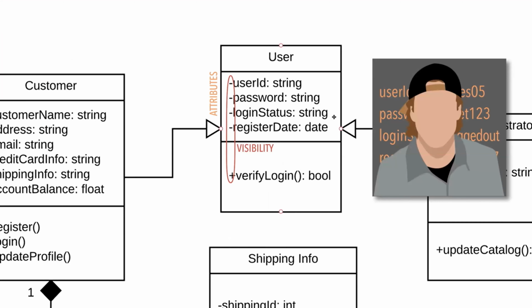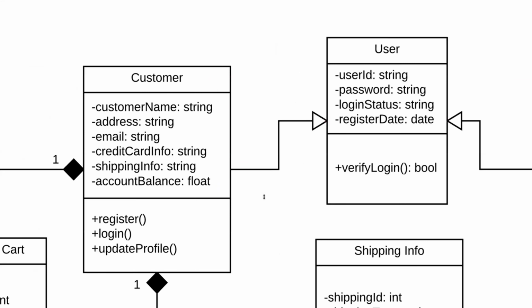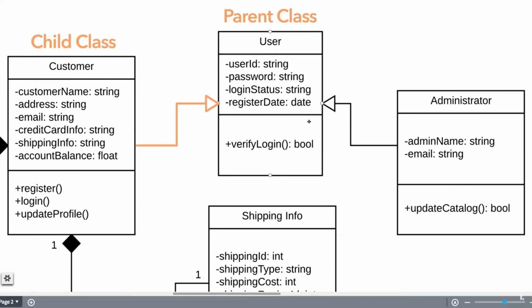Down below, we have a public method of verify login, returning a Boolean. And this makes sense, right? Methods are behaviors of a class. So if you were to log into your user account, there's a function in place that verifies your login credentials. Let's move on to the customer class. This arrow tells us that customer is a child of user. So customer inherits all of the attributes and methods of the user class. And same thing for the administrator class. Both of these inherit from the user, but also have their own specific attributes and methods. Like administrator can update catalog, but customer can't.